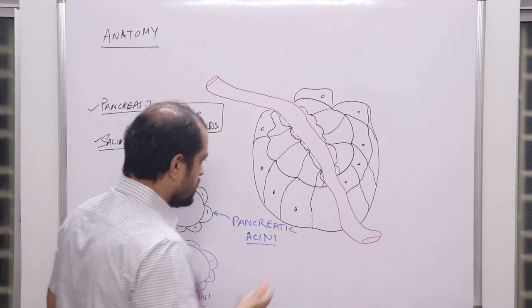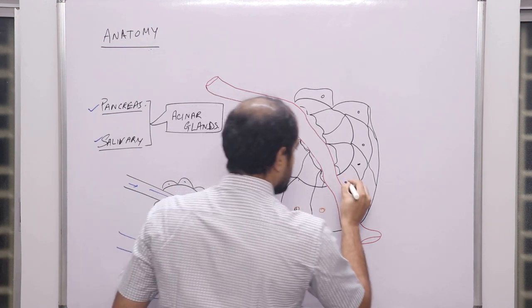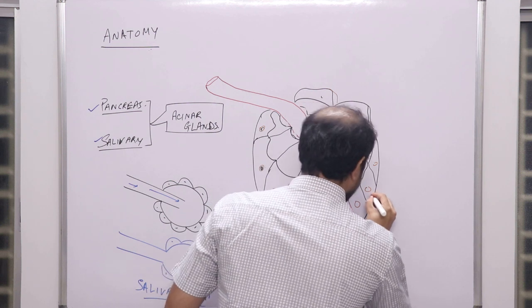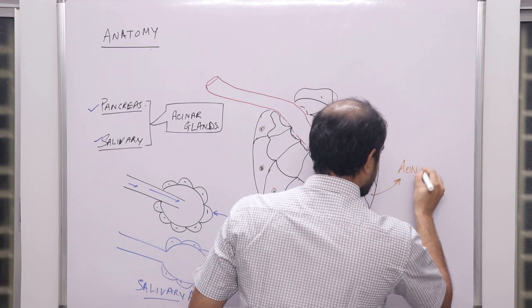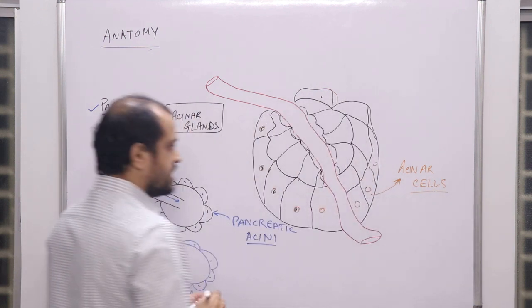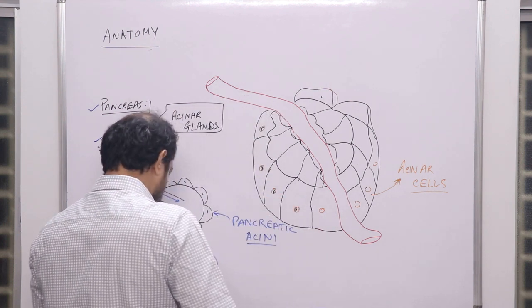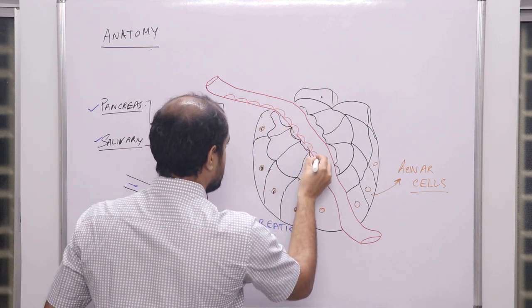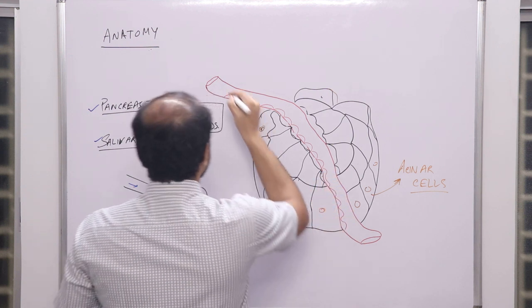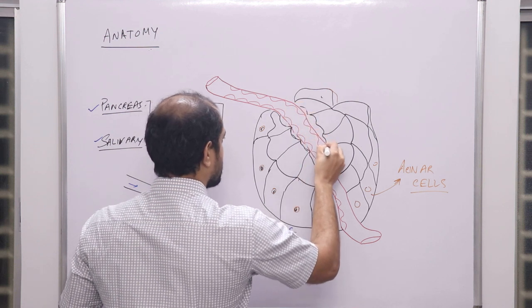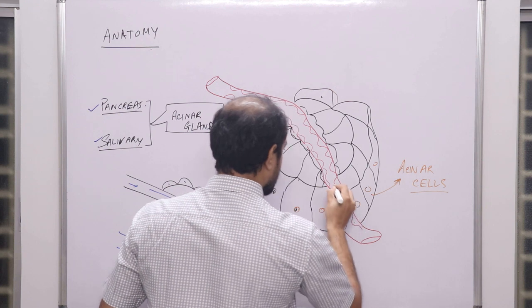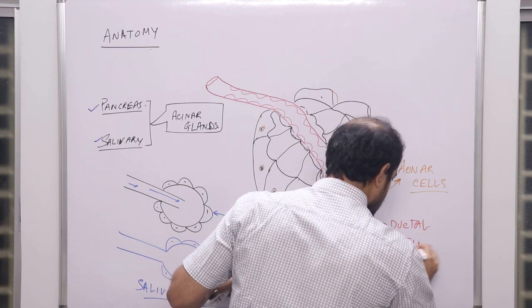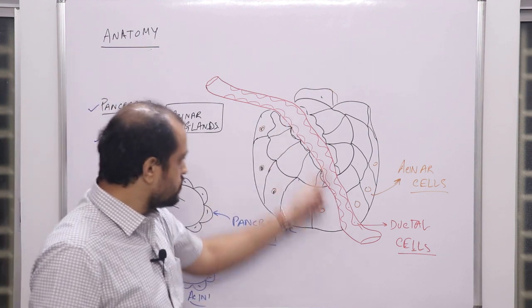Okay, now listen. These are actually the acinar cells. Okay, and now listen with all your attention possible on this earth. These cells which line the duct, that is the intercalated duct, are called ductal cells. Clear? So these cells which line the duct, they are called ductal cells.